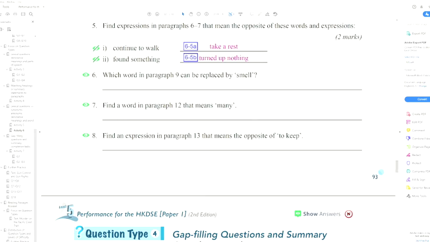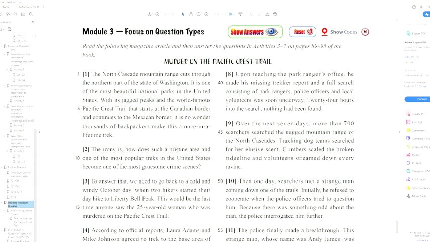Which word? Okay, so this one is different. A single word. Again, I would highlight this. In this question, I'd highlight word. In this one, I'd highlight word. This one, an expression. Very important to find exactly what they want. So what word in paragraph 9 can be replaced by smell? Tracking dog team searched for her elusive scent. Well, elusive means hard to find. Scent. That's smell right there.